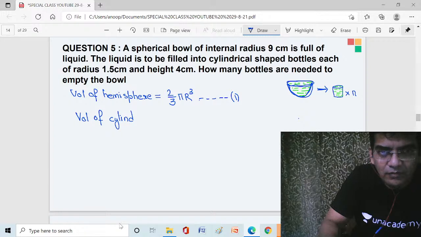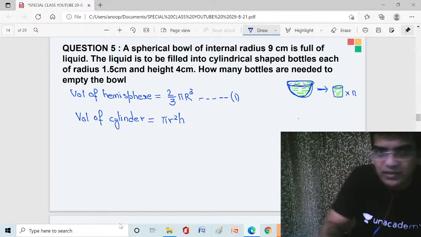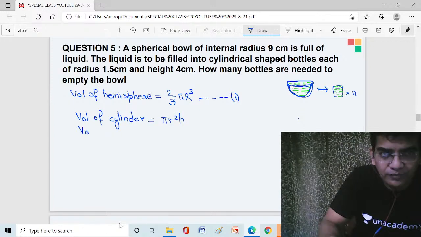So volume of cylinder. So cylinder is this. So it is pi r square h, volume of cylinder. So this is volume of a cylinder and there are n cylinders. So we can write volume of n cylinders is equal to volume of one cylinder multiplied by n. So that will give us volume of n cylinders.